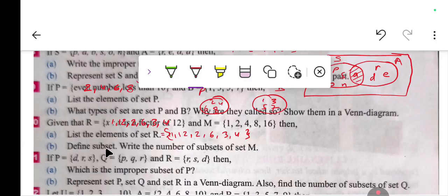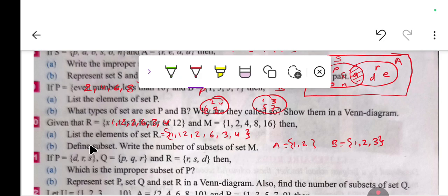Okay, define subset. Subset means if there are two sets A and B, and one set contains all the elements of another set, then they are said to be a subset of the other one. For example, A has 1, 2 and B has 1, 2 and 3. So what do we see over here? B contains all the elements of A.